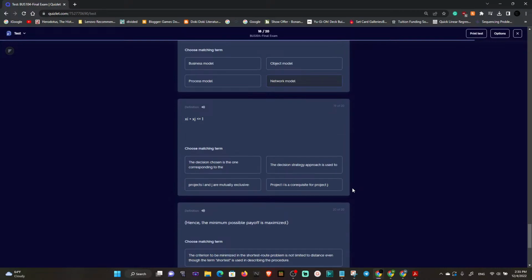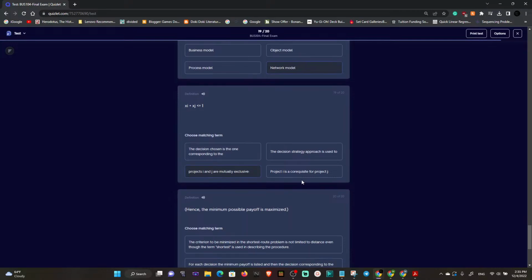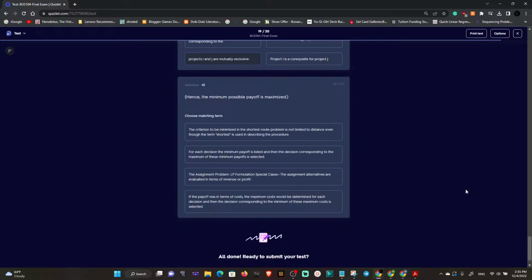Next. xi plus xj is less than or equal to 1. Project i and j are mutually exclusive. Hence, the minimum possible payoff is maximized.